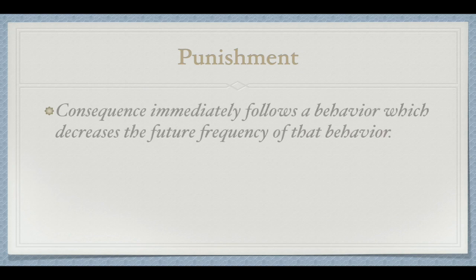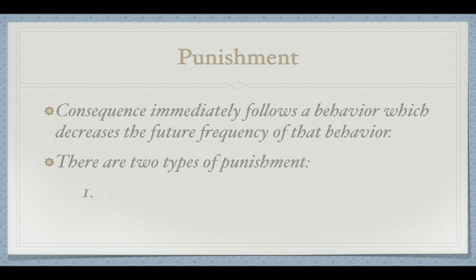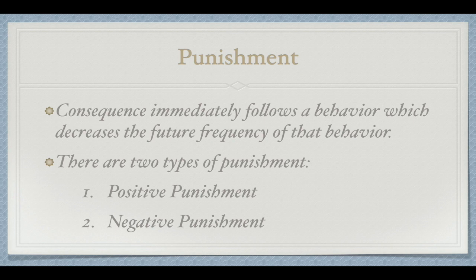What is punishment then? This is more of a consequence that immediately follows a behavior, and we want to stop that behavior from happening in the future. There are 2 types of punishment. The first one is positive punishment, and then we have negative punishment. And positive punishment is basically administering something. You're giving them something as a punishment. Negative punishment would be taking something away that they would want.